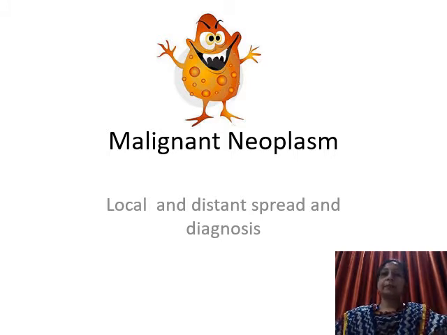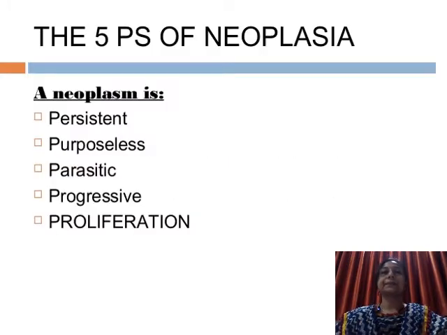Malignant neoplasm is a dangerous neoplasm. Why? Because it causes local and distant spread. It metastasizes locally, as well as goes to distant sites. And the diagnosis of cancer is very important for the therapeutic aspect. So today in this lecture we will see the different modes of metastasis, the process of metastasis, and how we can diagnose the cancer.